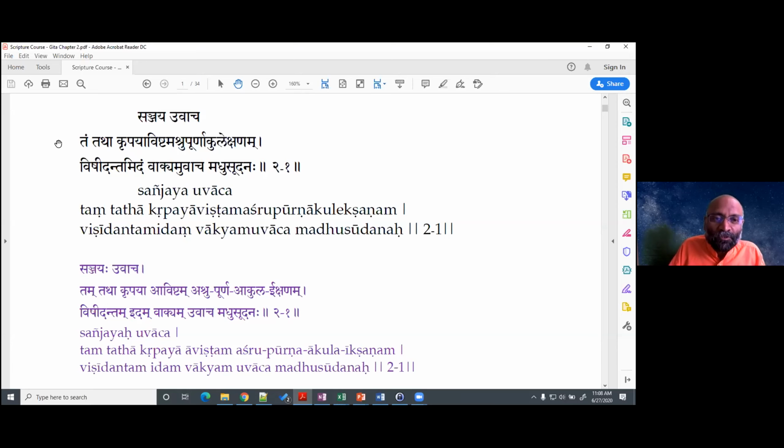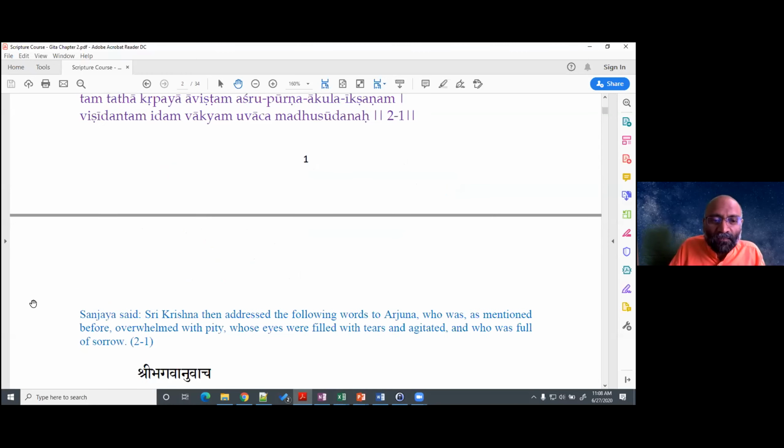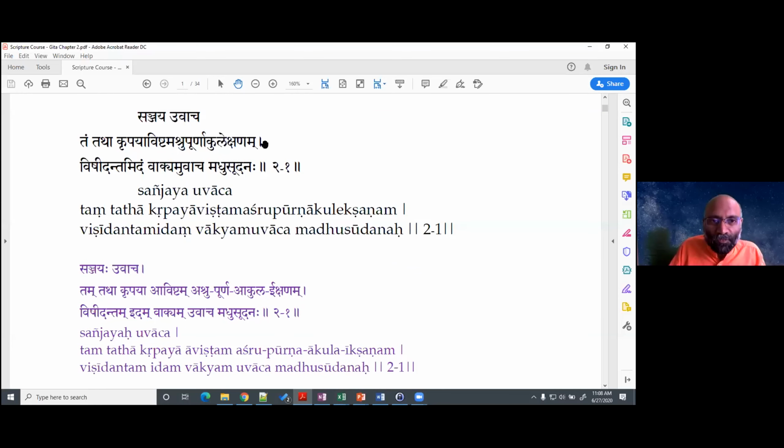So first we have the verse, then we have the verse showing the sandhi and samasa splits, and then there is a simple English translation of the verse. So this document is already there. If you can download from the repository link, which has been provided to you in the email.